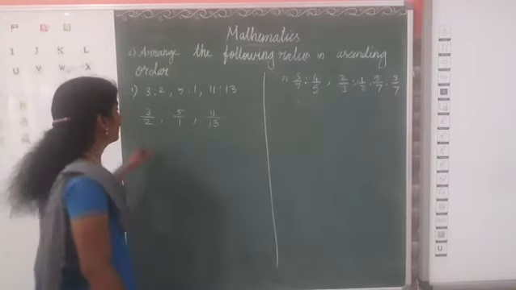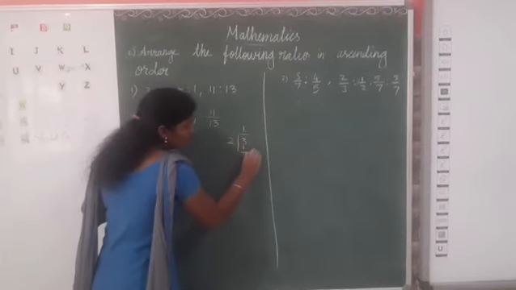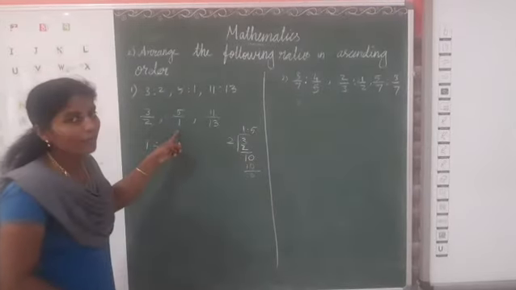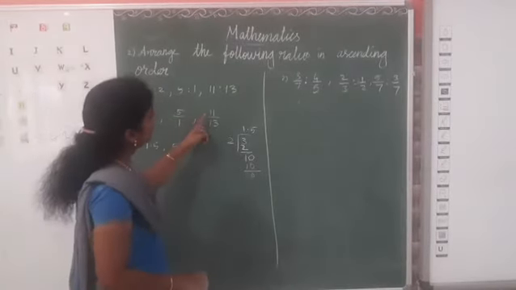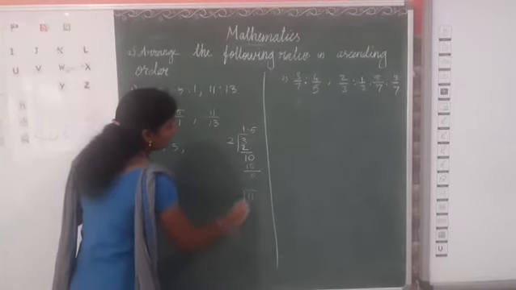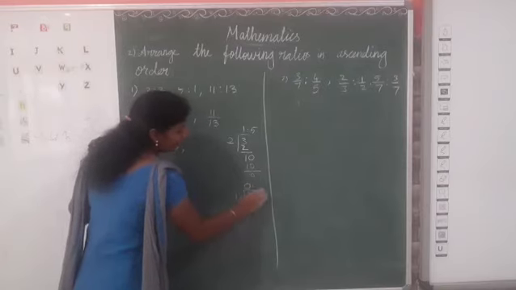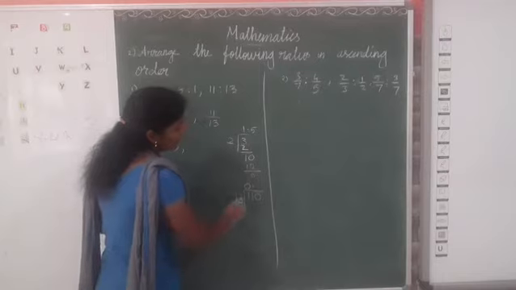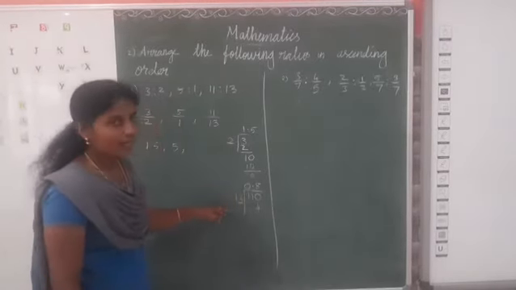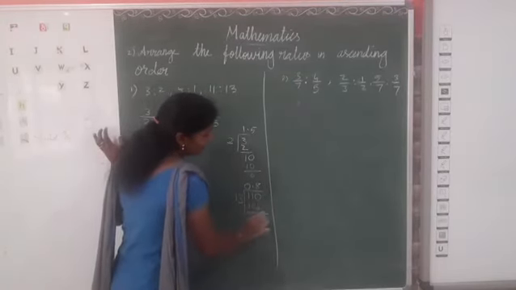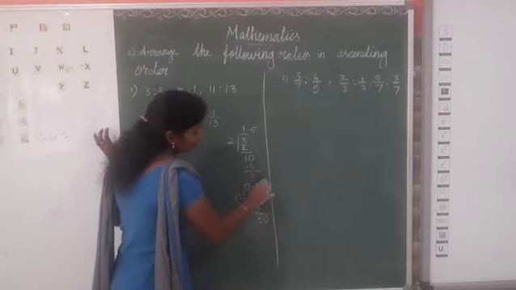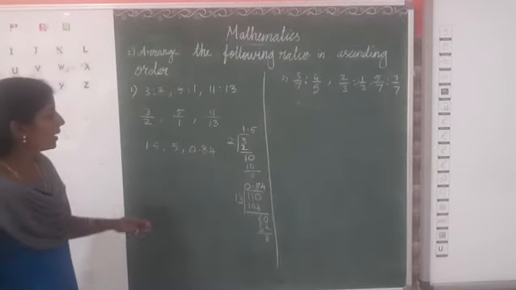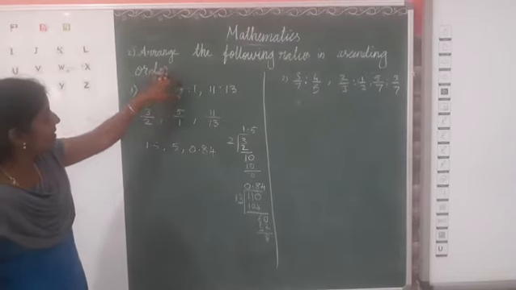Now we can write in decimal form. 3 by 2 means 3 divided by 2, that is 1.5. Then 5 by 1 is 5. Then 11 by 13, 11 divided by 13, we add 0, 0 point, and so on, we get 0.84.